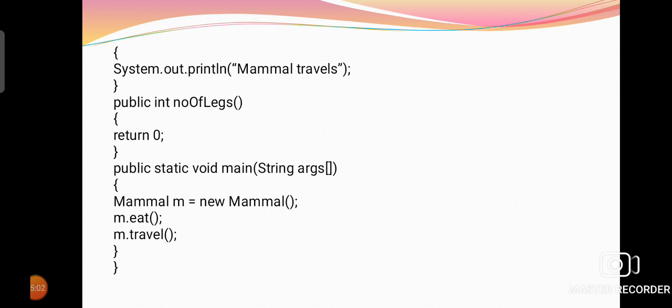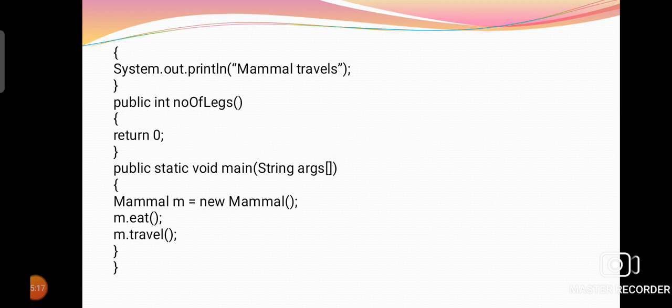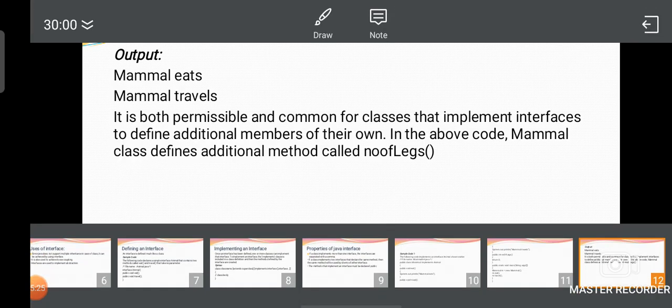Here the thing is, our interface had only two methods. We can have our own additional members. So in the previous program, number of legs is the additional method we had in our program rather than in the interface. So that's all about interfaces.